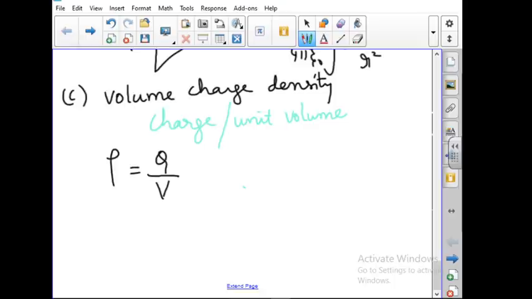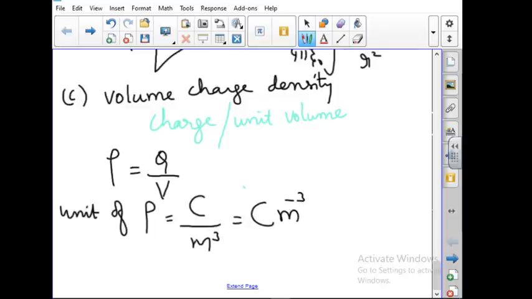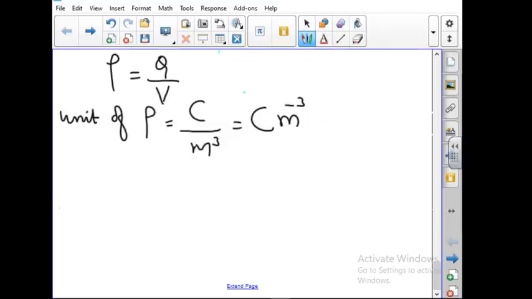So what is the unit of volume charge density? The unit of volume charge density is written as C per meter cubed. The unit of charge is coulomb and the unit of volume is meter cubed. So it is written as C m power minus 3. That is the unit of volume charge density.